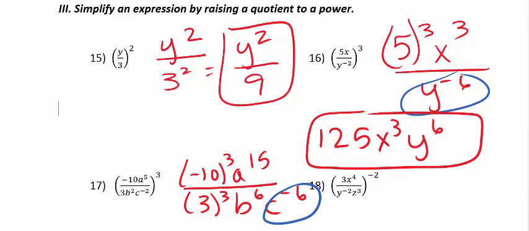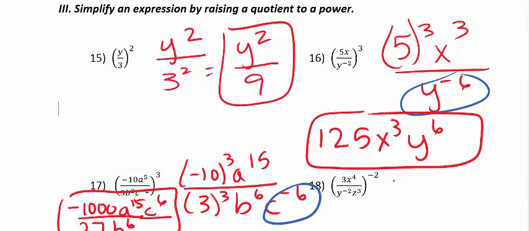Everything else is going to stay where it is, and we can evaluate negative 10 all to the 3rd power, which is negative 1,000. A to the 15th stays put. 3 to the 3rd is 27. B to the 6th stays put, and we're going to bring that c to the negative 6th up to the numerator, and it's going to become a positive 6.